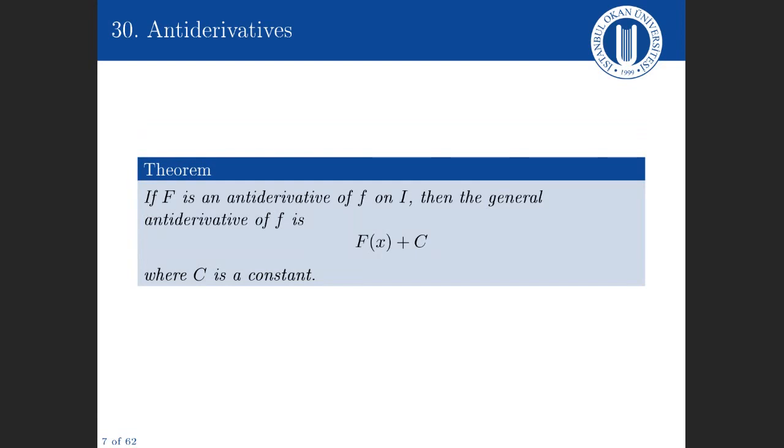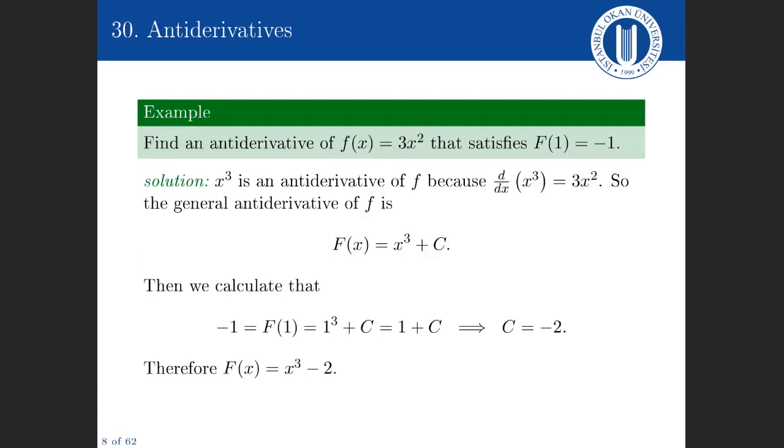How can we write down all of these antiderivatives in one way? We can write them as capital F of x plus some constant c, where capital F of x is an antiderivative of small f. This is called the general antiderivative of small f. For example, find an antiderivative of 3x squared, which satisfies the rule that capital F of 1 is equal to minus 1.